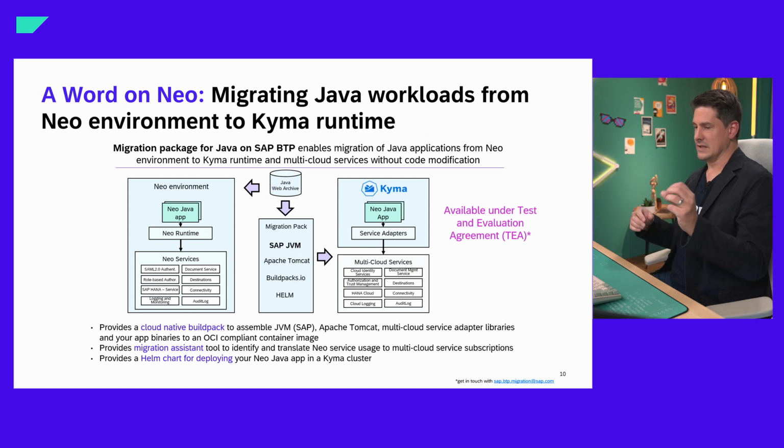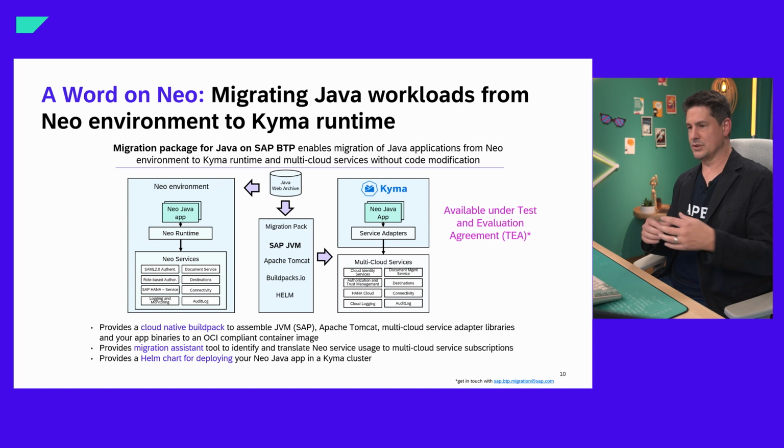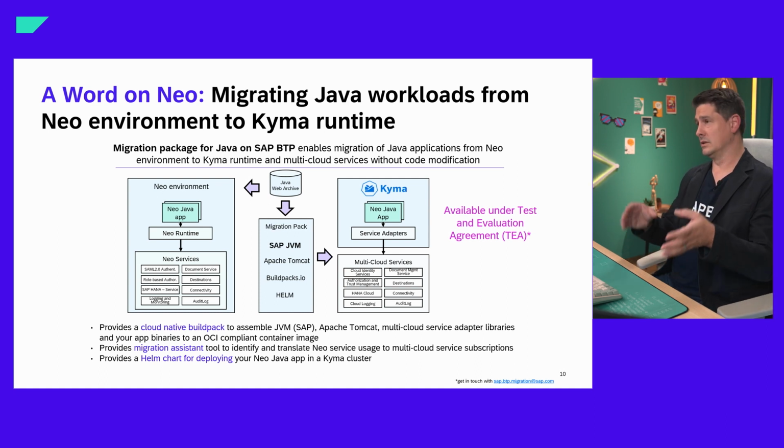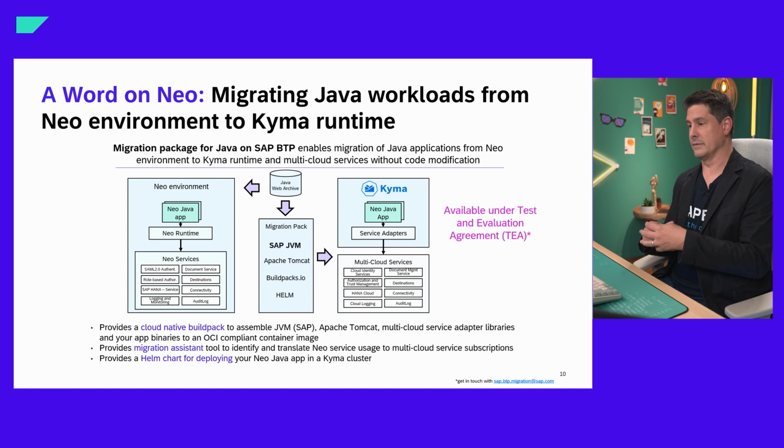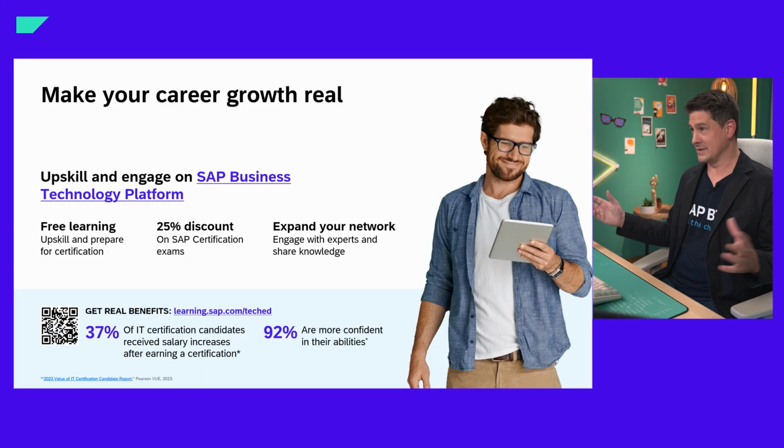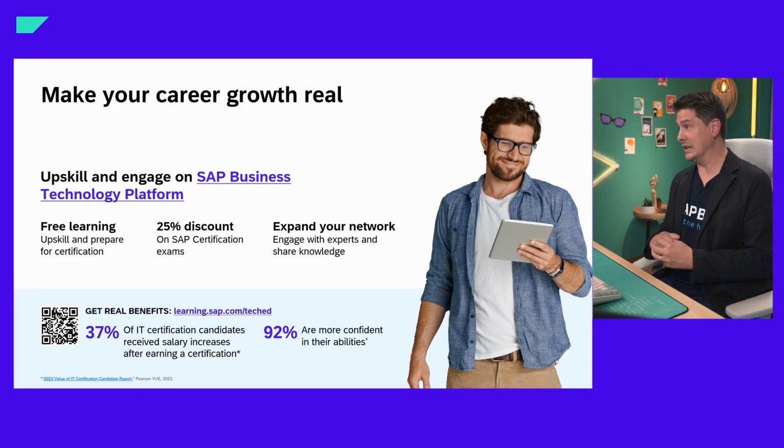The second thing that is included is that you need to instantiate the services, so you also get some guidance that helps explain what the different services are that are needed. And once you have instantiated them, you have the chance to use the Helm chart that is included to deploy your Neo application to the Kyma runtime. So again, if you're interested, SAP BTP migration at sap.com. And with that, that was my overview on the runtime strategy.